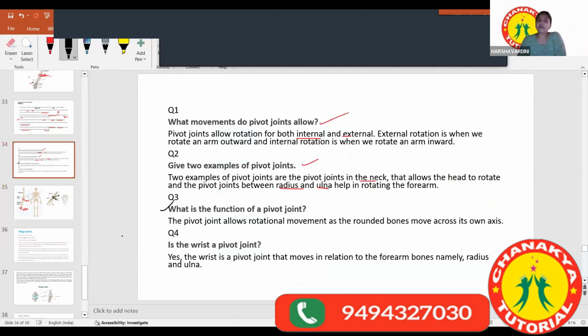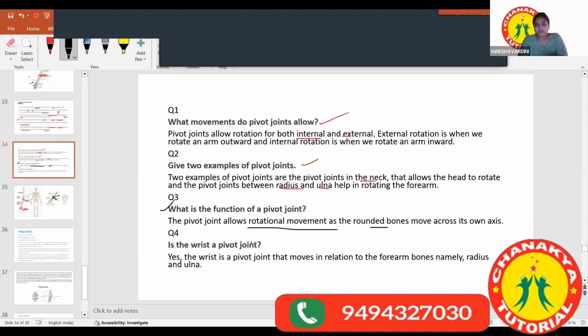What is the function of a pivot joint? The pivot joint allows rotational movement as the rounded bones move across their own axis. It is basically a rotational movement. It's very clear. You can rotate your neck. You can rotate your wrist. Basically, it is also like this joint that we have near our elbow. We can also rotate the full shoulder. Like the same, you can also rotate your wrist. So they help us in rotational movement.